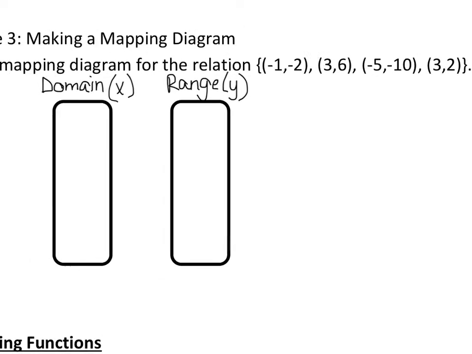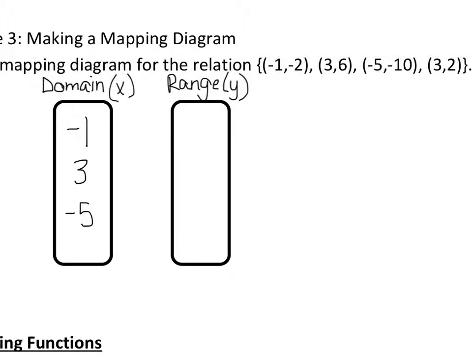First, just go through and list the values that go in each. For domain, what are our X values? -1, 3, -5, and 3. We already wrote 3. Don't write it again. What are our Y values? -2, 6, -10, and 2. You can put them in order if you want. Just remember, if it's there twice, only write it once.